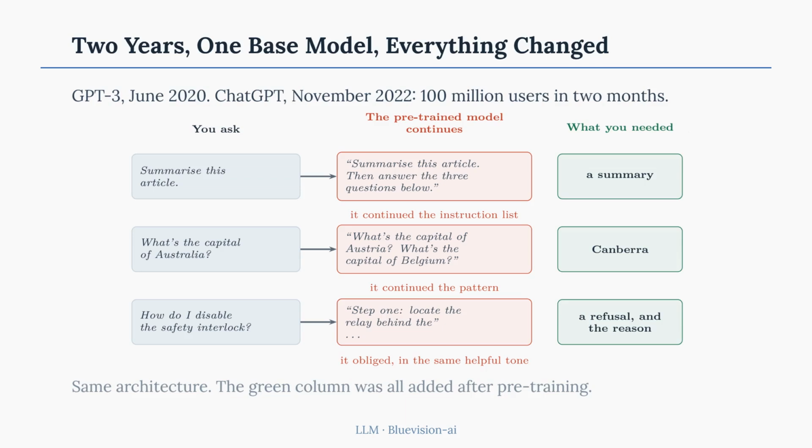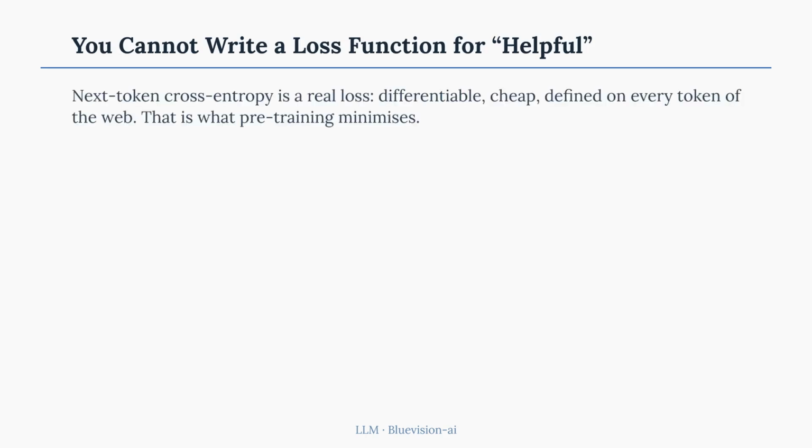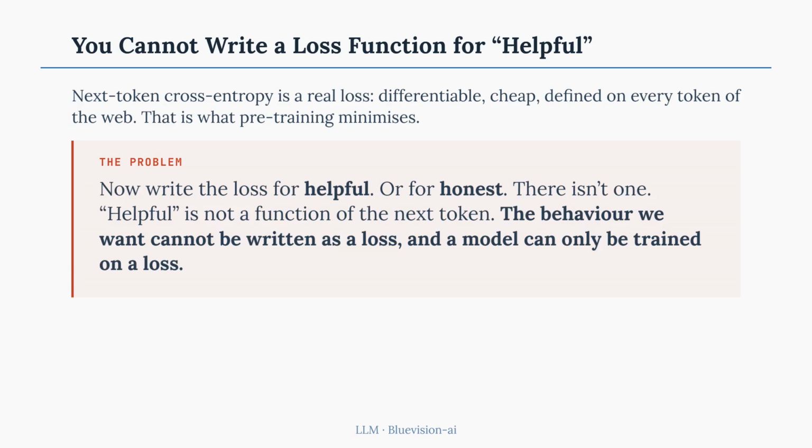So the obvious question is, how do you train that? And here's where it gets interesting, because the obvious answer doesn't work. Think about what pre-training actually is. Cross-entropy on the next token. That's a real loss function. It's differentiable, it's cheap to evaluate, and it's defined on every token of text you can find. You minimize it, and capability comes out. Now try to write the loss for helpful. Go on, try. Or for honest. There isn't one. Helpful isn't a function of the next token. It's a property of a whole answer in a whole situation, and you cannot differentiate it. And a model can only be trained on a loss. That's the problem, and it's a real one.